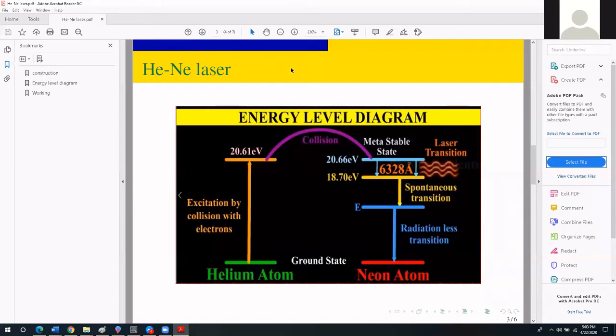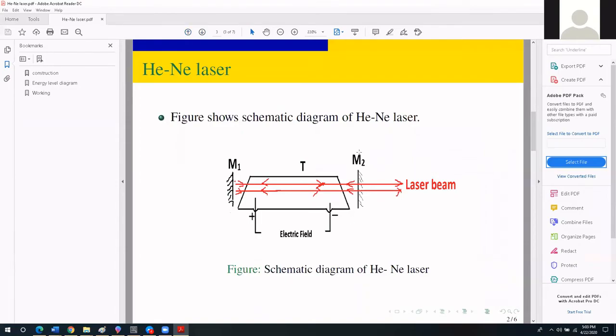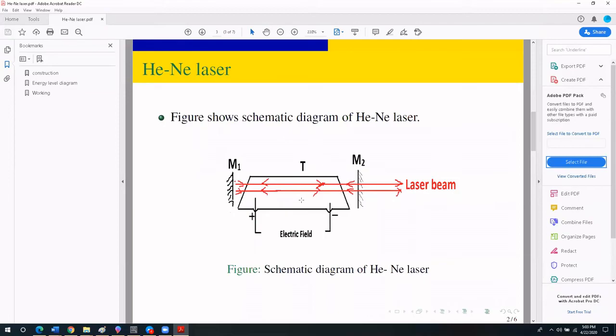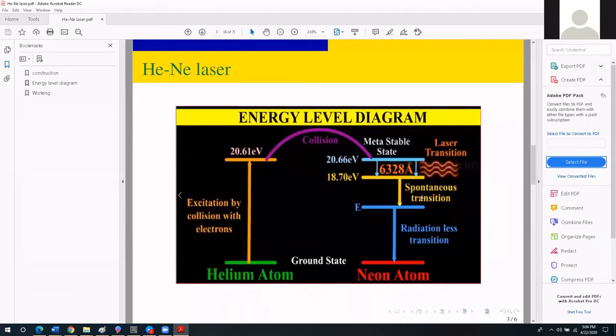Since the mirror M2 is partially reflective, almost 5% of total photons are transmitted through it as a laser beam, and the remaining are reflected into the mixture, so that they will again de-excite the excited helium and neon atoms and produce laser light. That will be the continuous supply of the laser light.